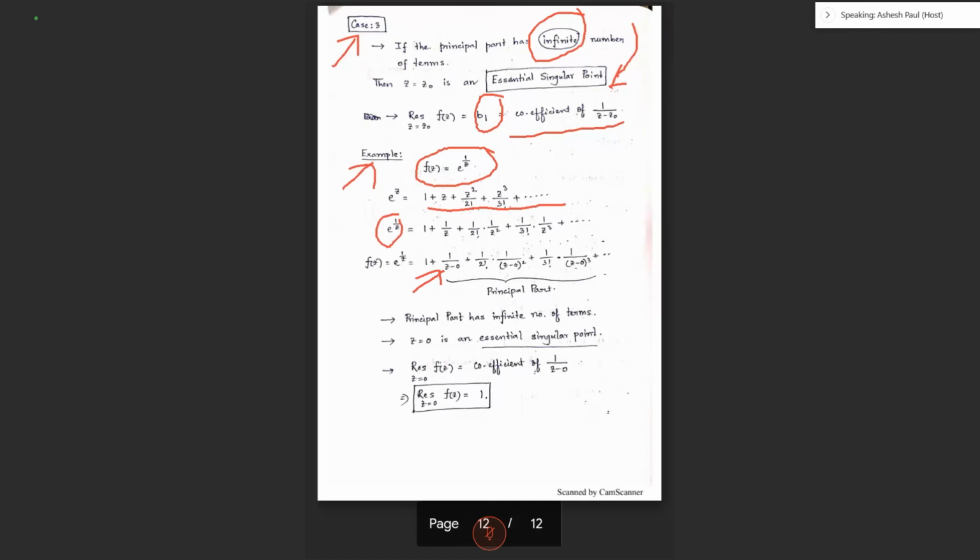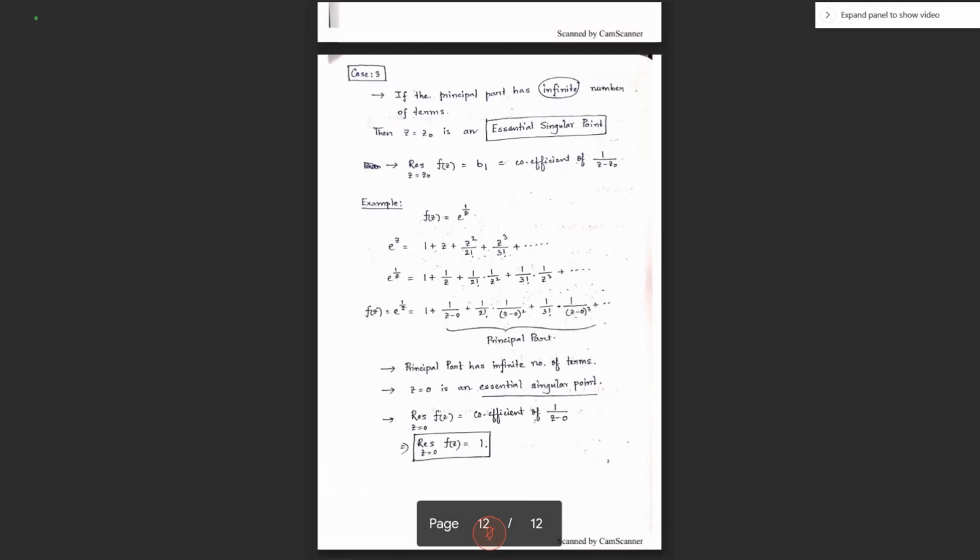The residue of f(z) at the point z0 is the coefficient of 1 by z minus 0, and the coefficient of 1 by z minus 0 is 1, so the residue of f(z) at the point z0 is 1. Tell me if you have any doubt. So no doubt at all.